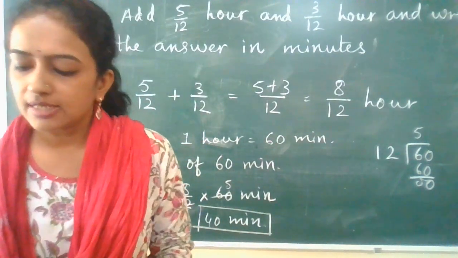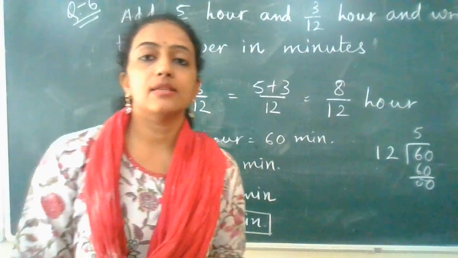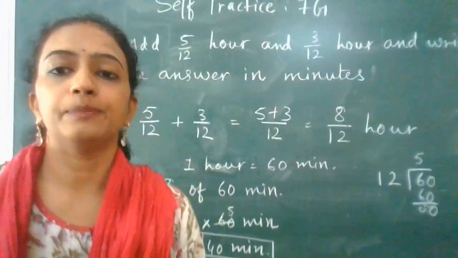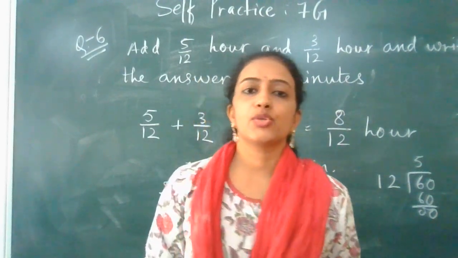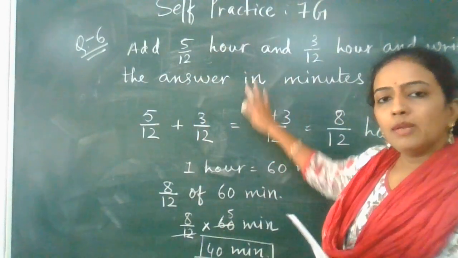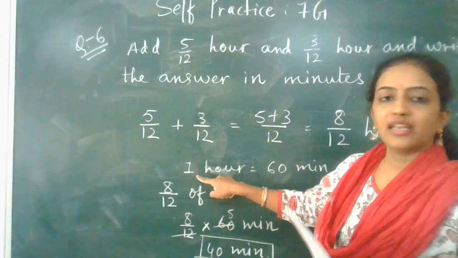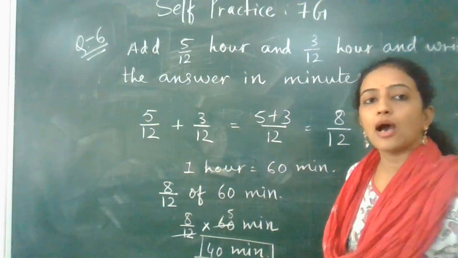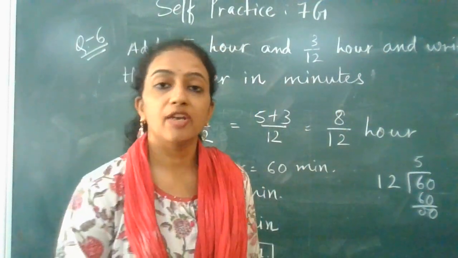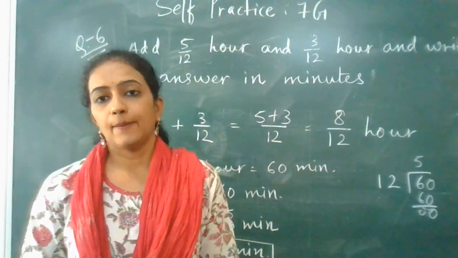Now question 7 is the same. They have given you the question in kg and you have to answer in grams. So 1 kg is equal to 1000 grams. So the whole method will remain the same. Here you will be writing 1 kg is equal to 1000 grams, and this way you can find out how to represent the given fraction in grams.